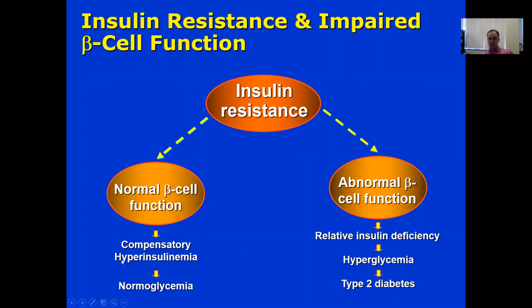So again, you have the early stage of the development of insulin resistance, where your beta cell is able to keep up with hyperinsulinemia to keep your glucose within normal range. However, over time, if left untreated, you start to have abnormal beta cell function where insulin is not released efficiently enough, and therefore there's a low amount of insulin in your blood, and therefore you have hyperglycemia and type 2 diabetes. So this is the earlier phase of insulin resistance and then the later phase, as it moves on to hyperglycemia and type 2 diabetes.